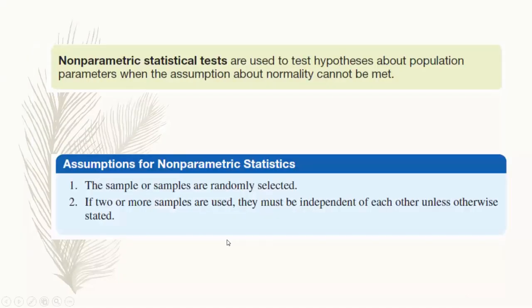So, what are the assumptions for non-parametric? First is the samples are random. That still applies, it is still random. Okay? And if two or more samples are used, they must be independent of each other unless stated otherwise. If they are independent, we have tests for that. If they are dependent, we also have tests for that. Okay?